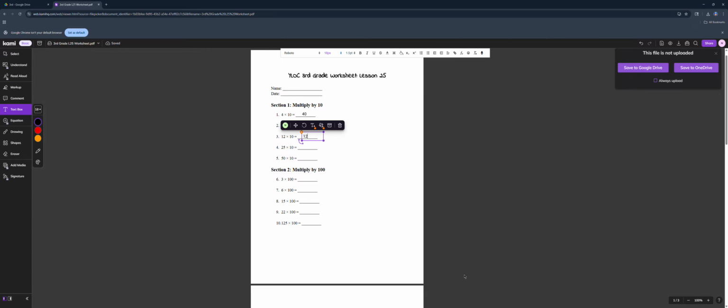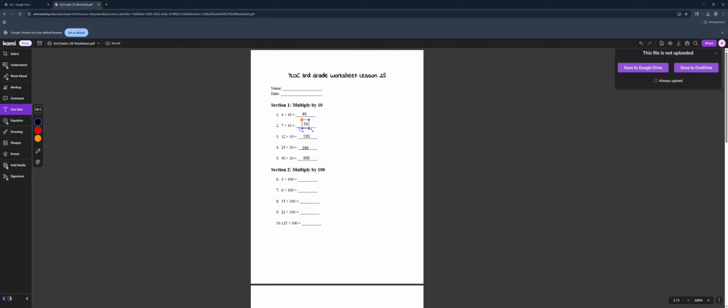You have the 12 and just put the 0 in the front. You get 120. Then number 4, 25 times 10, same thing. You could just put the 0 in the front, then you get 250. Then number 5, we have 50 times 10, also same thing. We have 50 here, and then just put the 0 in the front once from the 10, and you get 500.